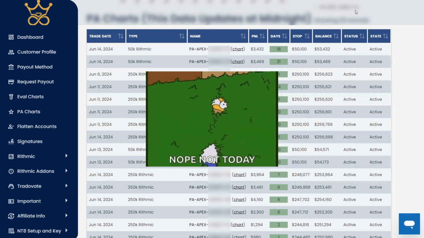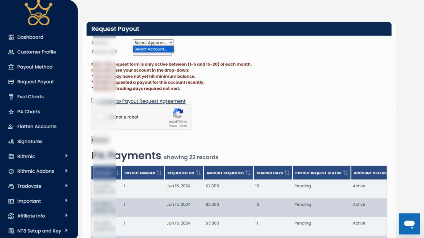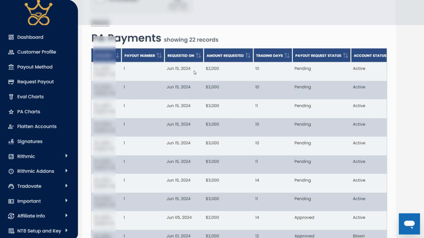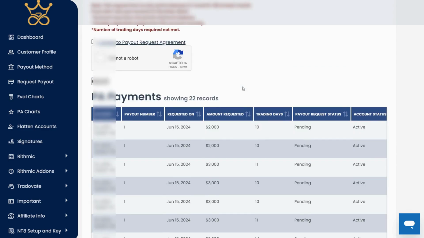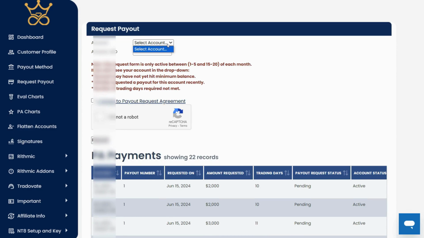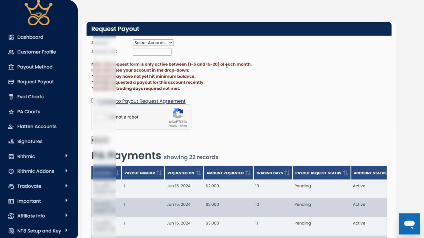One thing you must also know is that those 10 minimum trading days is from payout to payout. Meaning, once you go ahead in the request payout section and you click on requesting payout, none of my accounts are showing up right now because I have already requested $22,000 in payout for June 15th. But when you have accounts available to be requested, it will be here. Before you click that button, make sure you know that you have the minimum amount of 10 trading days with 20% or less as flipping days.